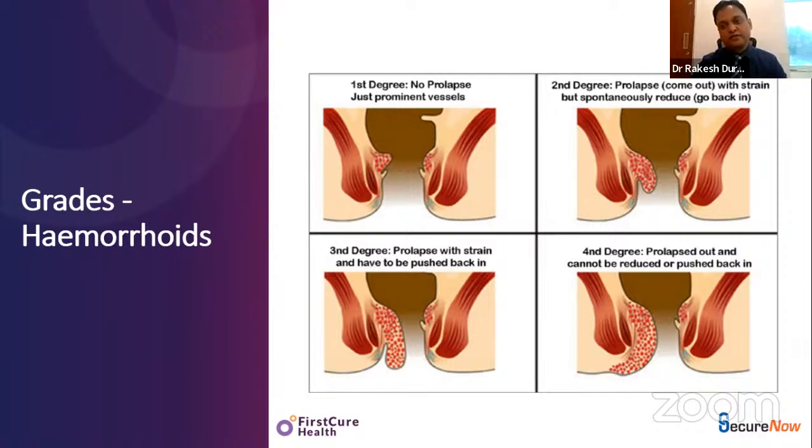And then comes the fourth grade, which we call interno-external, where it has come out and however much you try to push it back inside, it is not going to go in. So these are the 1, 2, 3, 4 grades of hemorrhoids.